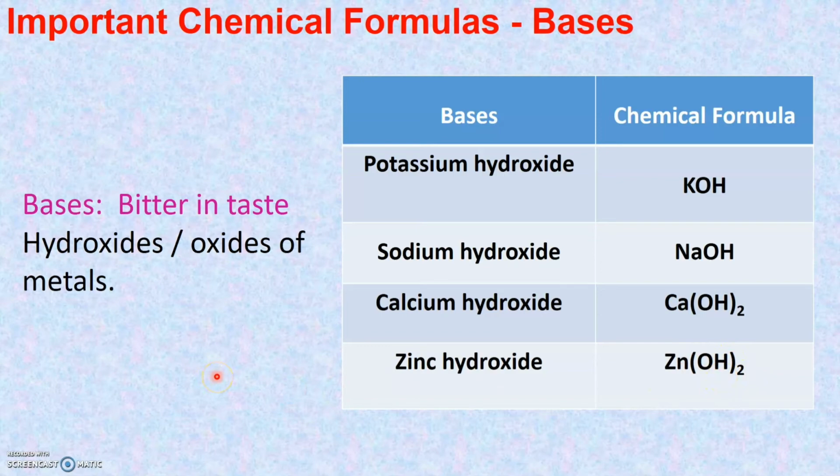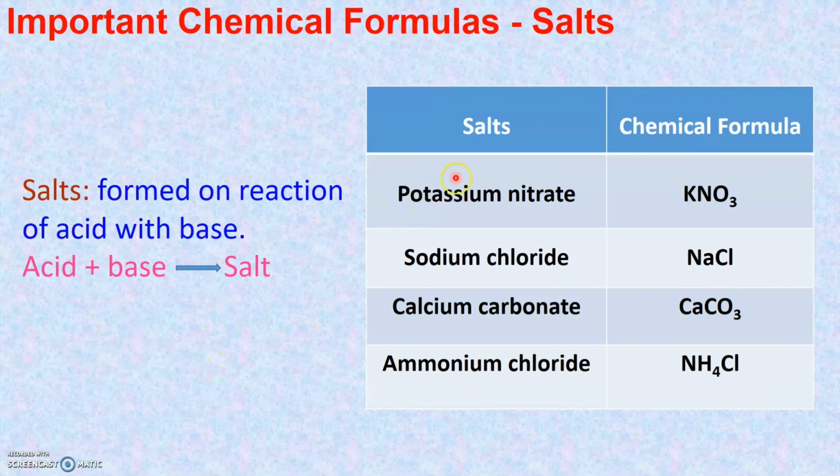Now, having understood what are acids and bases, we will now see what are salts. Salts are formed on reaction of an acid with base. That is, acid along with base combined will give a salt. So we will see which are the few important salts and their chemical formulas. Potassium nitrate with the chemical formula KNO3. That is nitrate radical with the element potassium. Sodium chloride, again with the chemical formula NaCl.